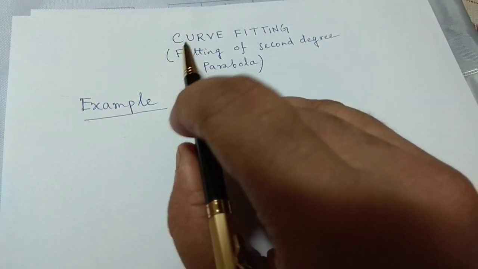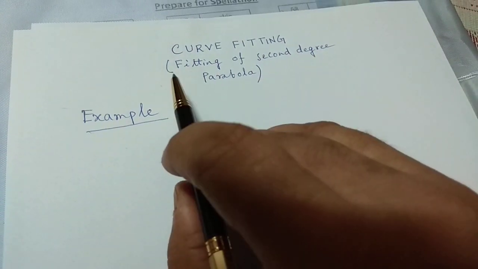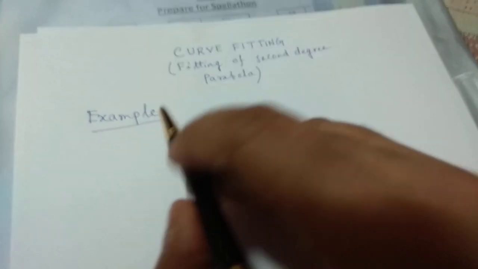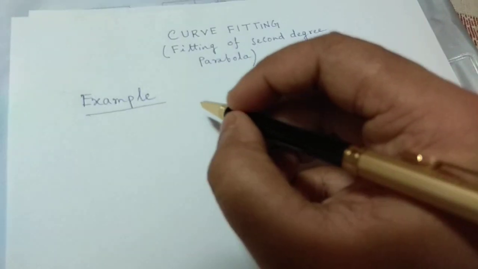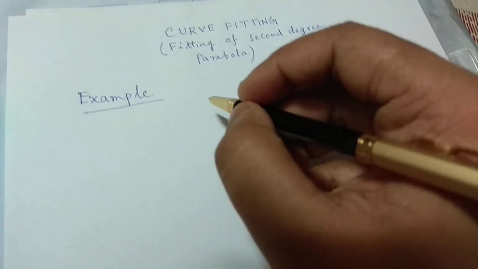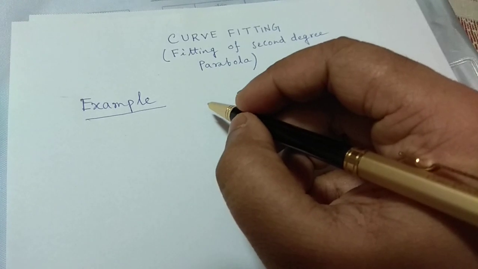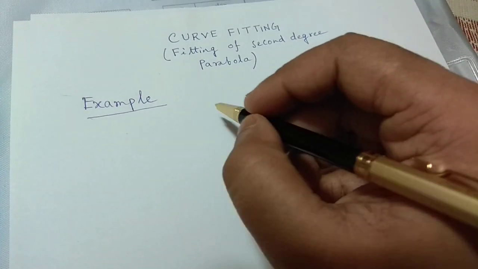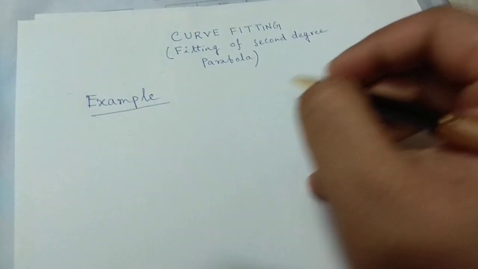Today I am going to discuss the topic of curve fitting and how to fit a second degree parabola to a given set of values. I have already told you that if an equation is given, we can very well draw its curve by putting values to the independent variable and getting at the same time the values of the dependent variable.